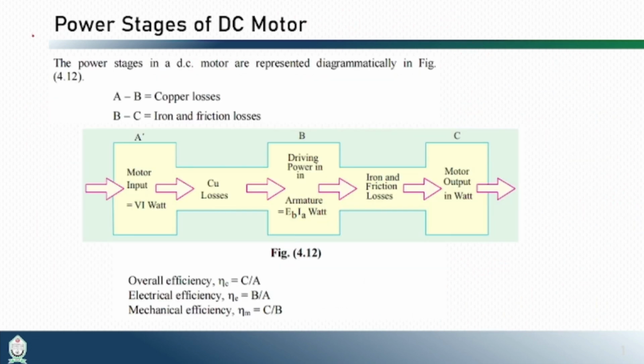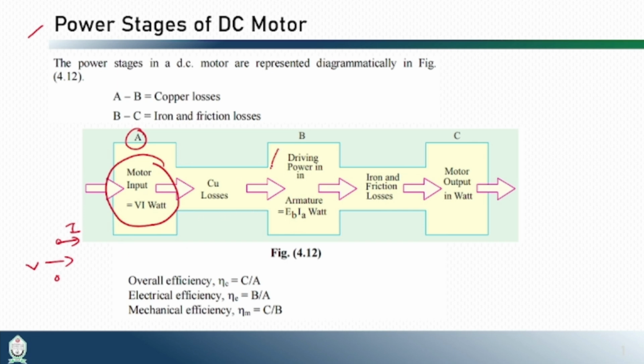Now we will discuss the power stages of a DC motor. In your DC generator part, you have already seen a similar diagram, and for the DC motor, the power stages are also very similar. If you look at the diagram, it has three stages. Stage 1 or A is where we are taking input for the motor, that is the voltage applied to the motor times the current going into the motor. So that is the motor input we are giving.